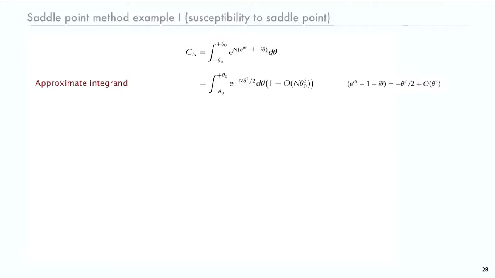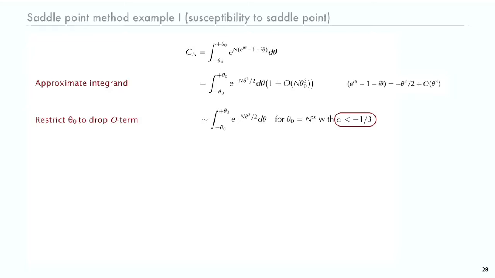So now we're just focusing on the central part of the integrand, and e to the i theta minus 1 minus i theta, well, it's minus theta squared over 2 plus theta cubed. Just expand e to the i theta, subtracting off the first terms. The leading term left is the quadratic approximation that we're talking about.